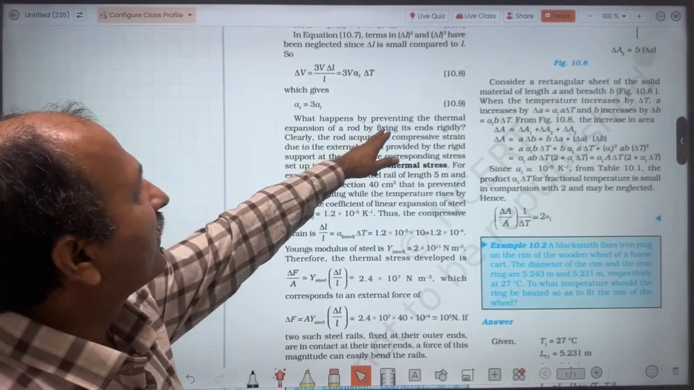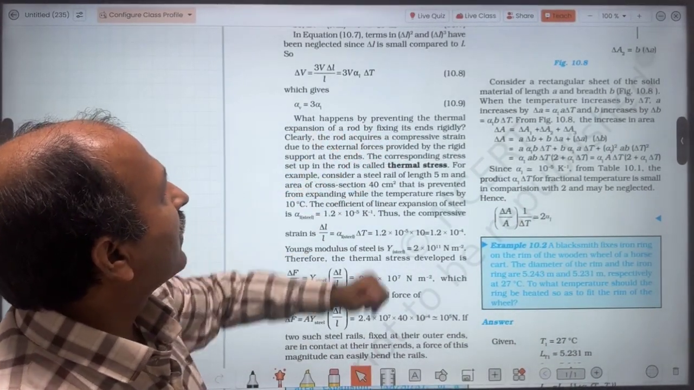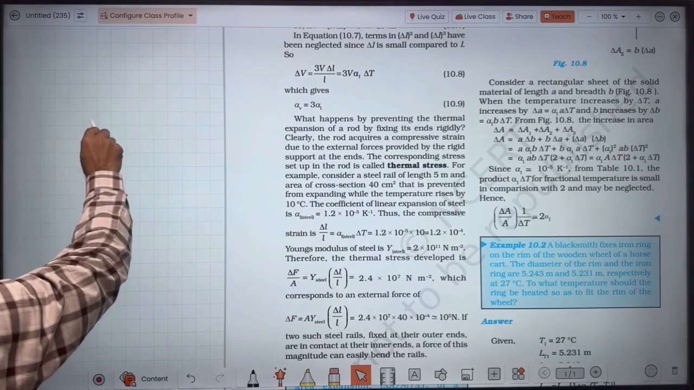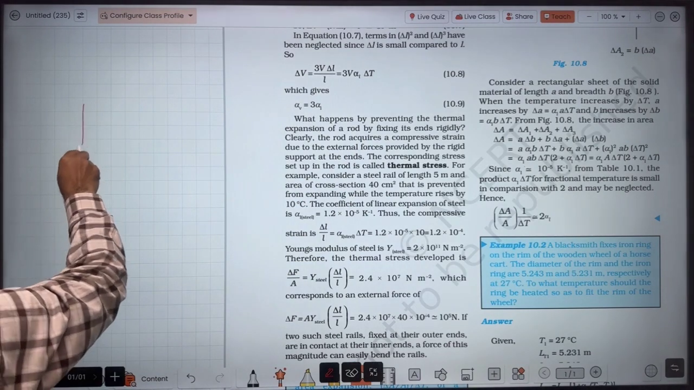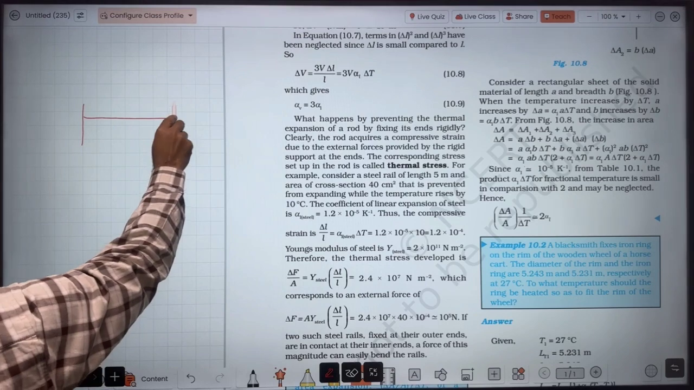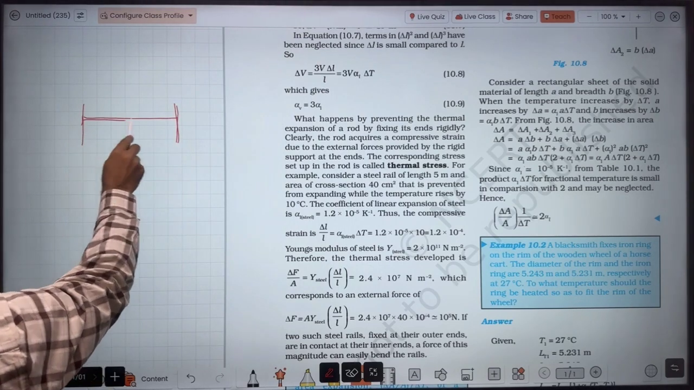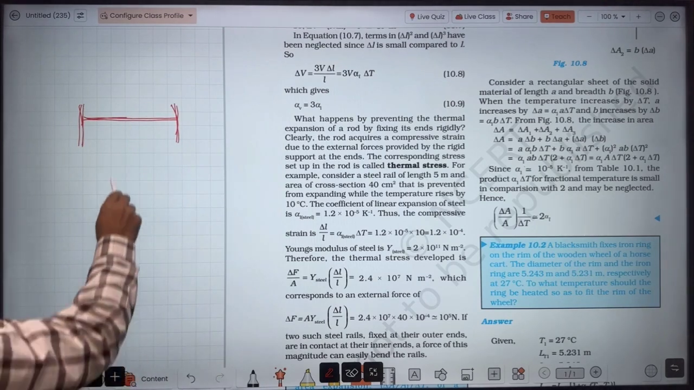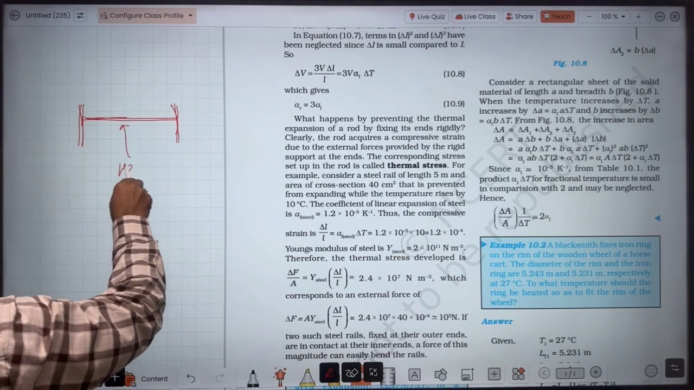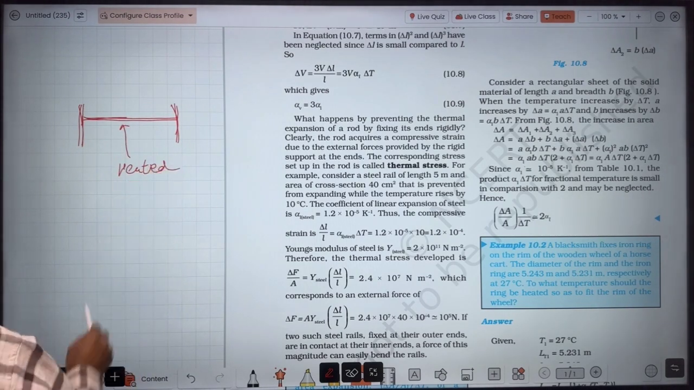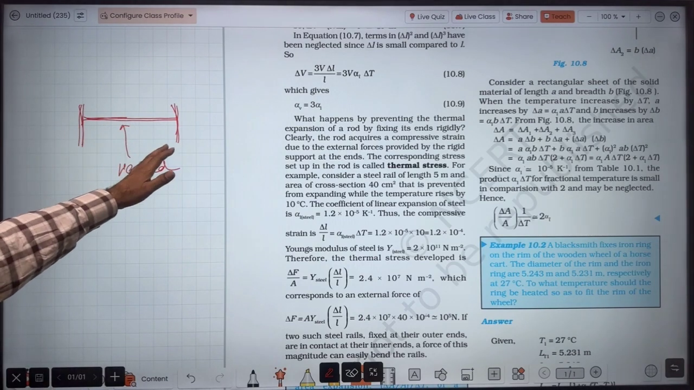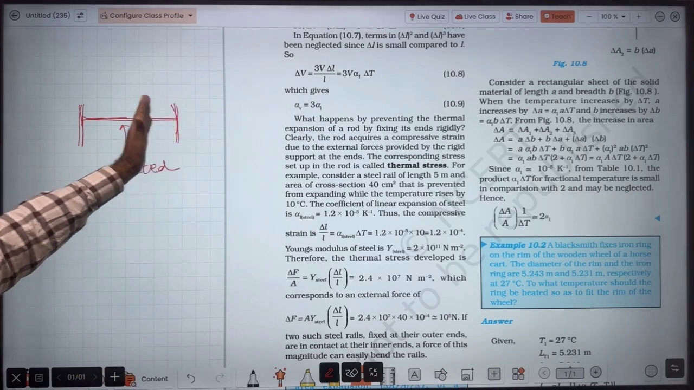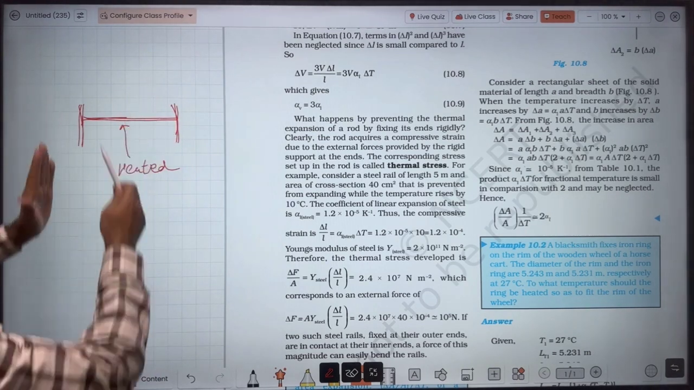What happens by preventing the thermal expansion of a rod by fixing its ends rigidly? Here there is one important point. Suppose this rod is fixed between two walls, and now it is heated. What will happen? Definitely there will be expansion. So that will be called thermal stress, because on this side it will expand, and on this side too, and it will not be allowed.